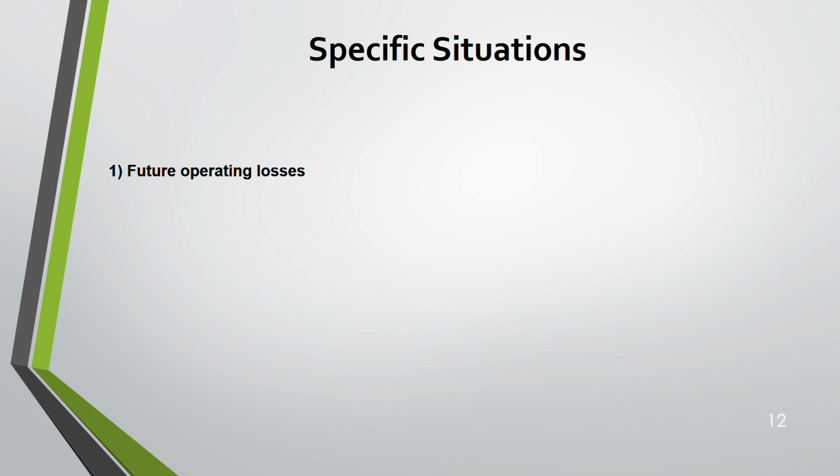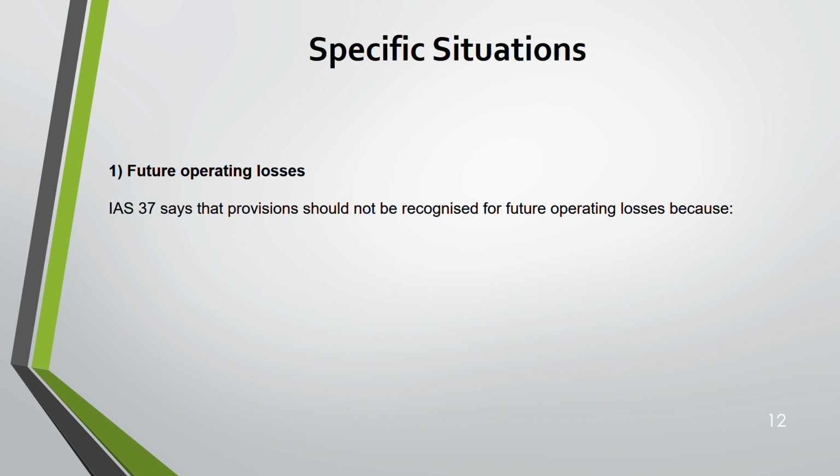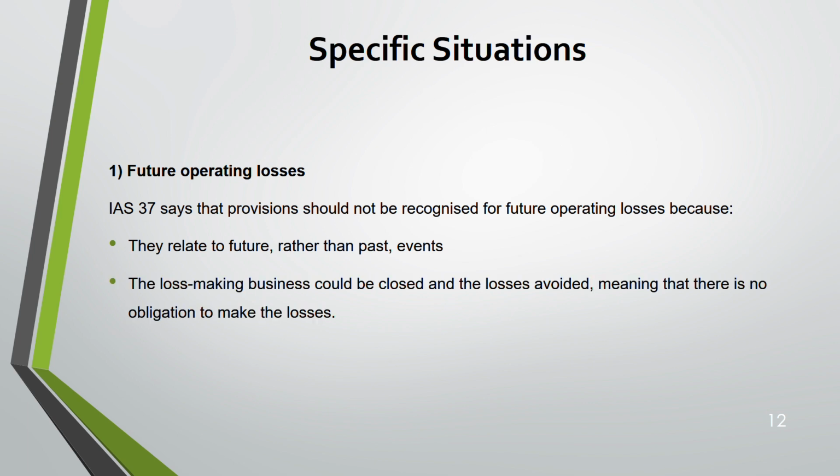First, future operating loss. For future operating loss, you do not recognize a provision. You need to know this. Why? Because they relate to the future. It is not from a past event. And you can still avoid this loss-making situation by not doing the business. You can close the loss-making business and not incur the loss. That means you can avoid the loss. Something you can avoid, you do not recognize a provision for, because you do not have an obligation to make those losses.